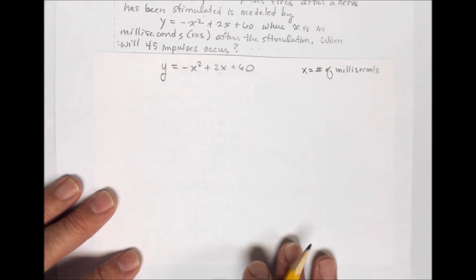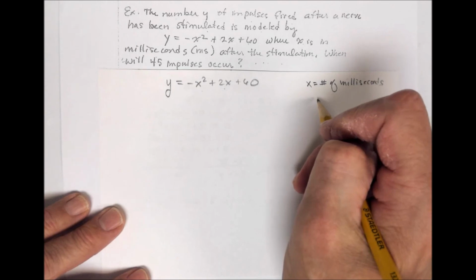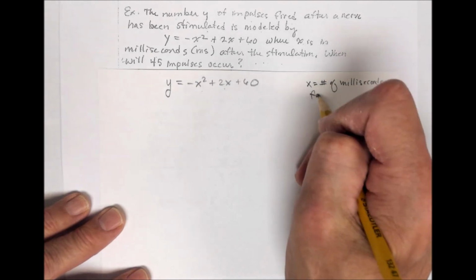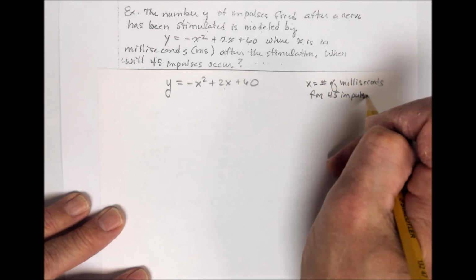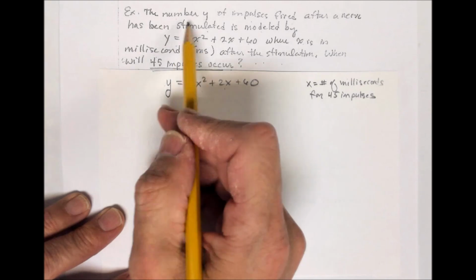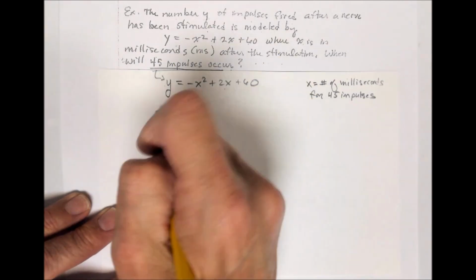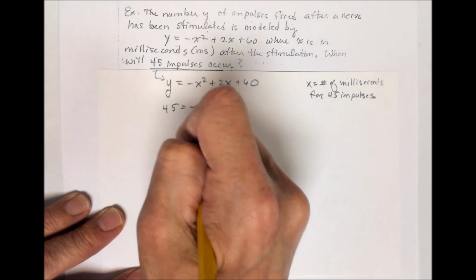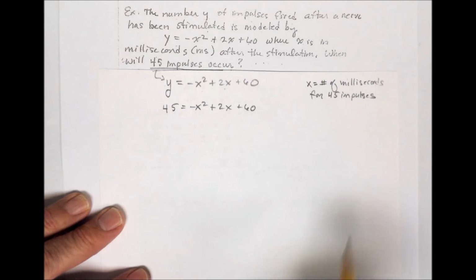Can you see that? I think you can. However, let me bring that down a little bit. X is the number of milliseconds for 45 impulses. And the number of impulses, 45, that's y. Y was the number of impulses. So I'm plugging 45 right in there for y. I get 45 equals the opposite of x squared plus 2x plus 60. I'm solving for x. That's what they're asking for.